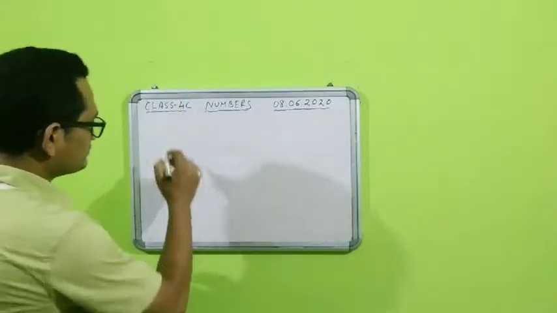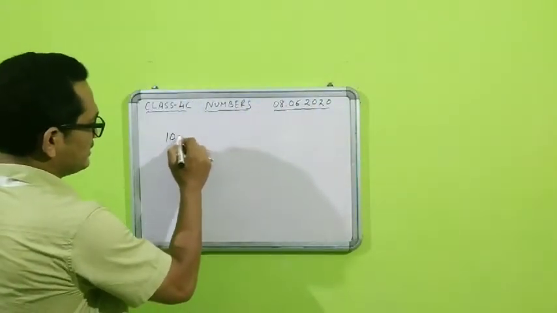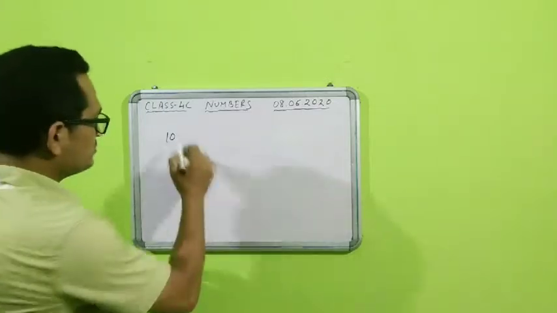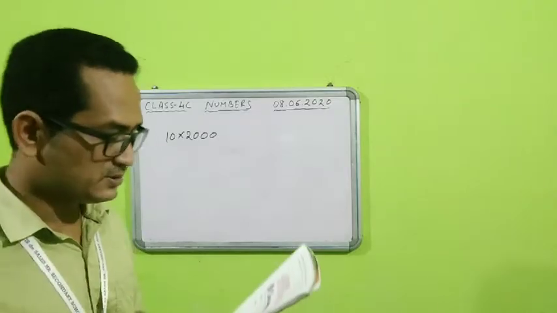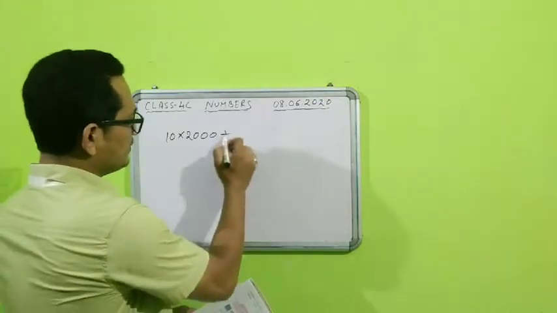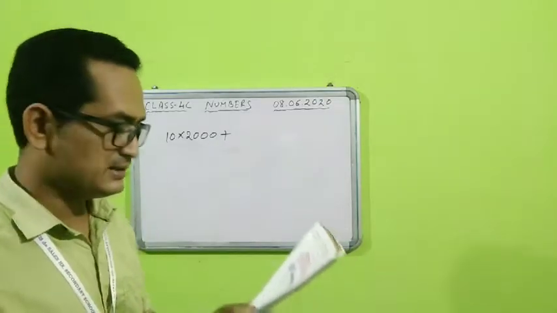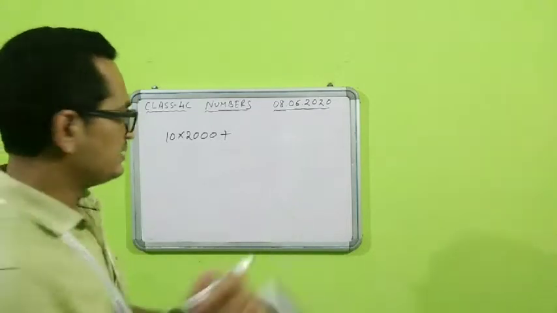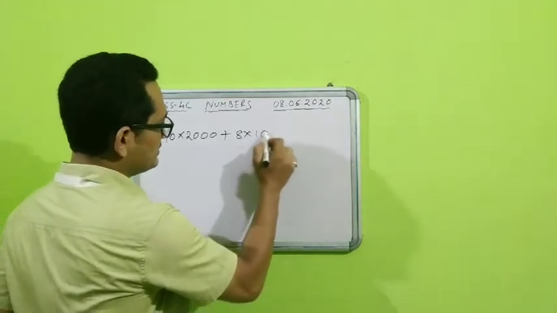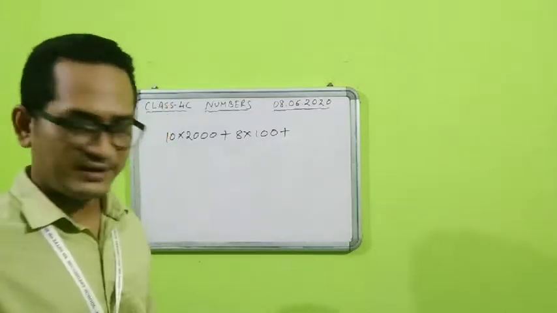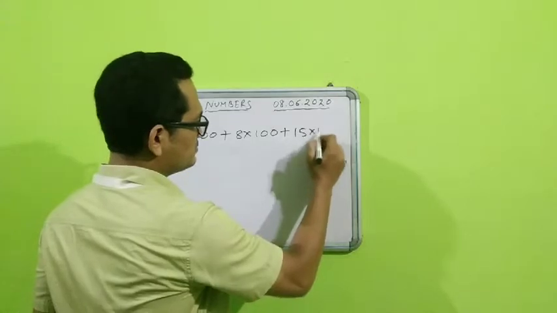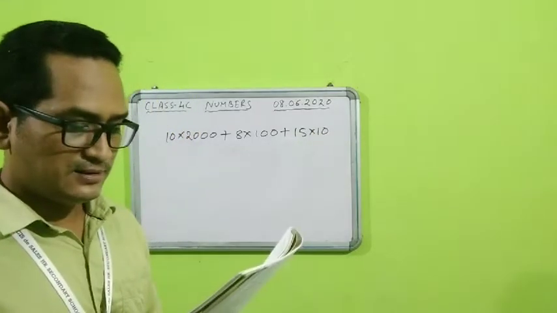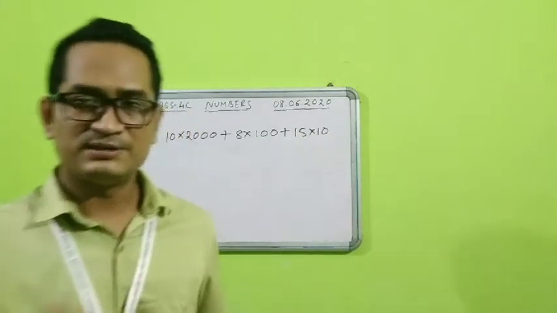So 10 notes of 2000. That means you have 10 notes, so it will be 10 into 2000. Then you can put a plus sign because we have to add at last. Then finally, 8 notes of 100, so that will be 8 into 100. Fine. Then 15 notes of rupees 10. That is 15 into 10. And you need to find out how much is the total money.